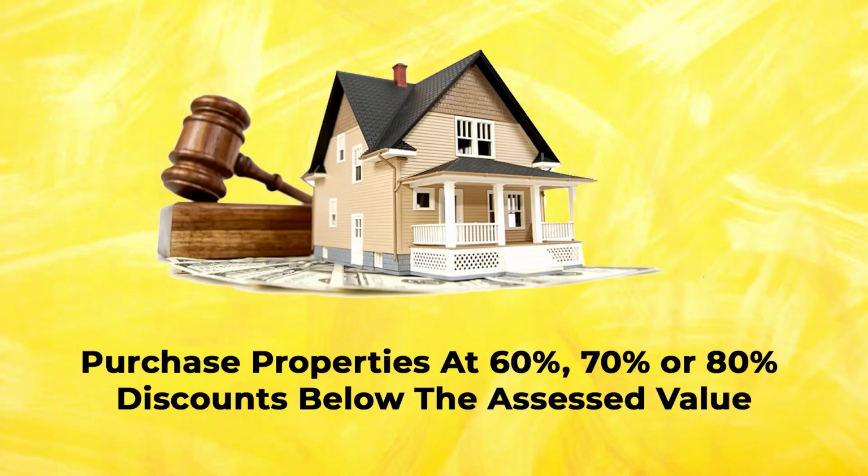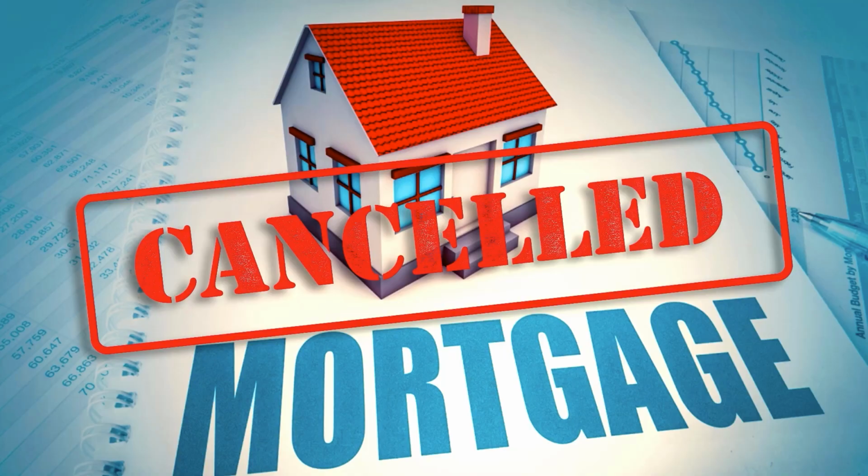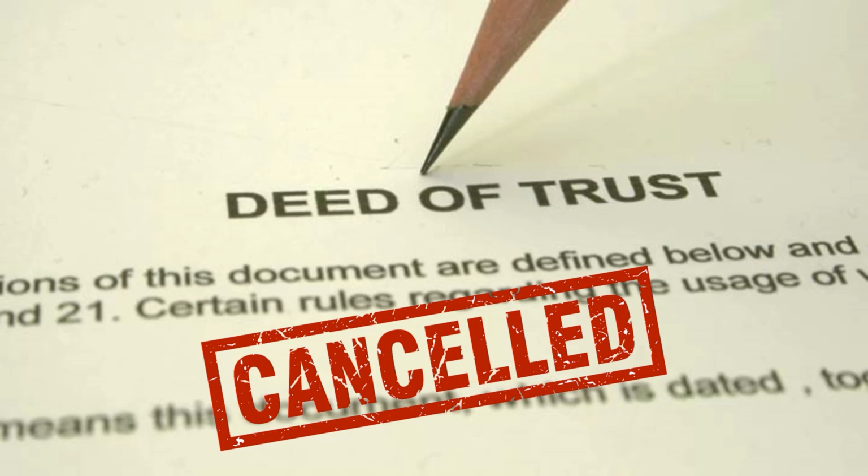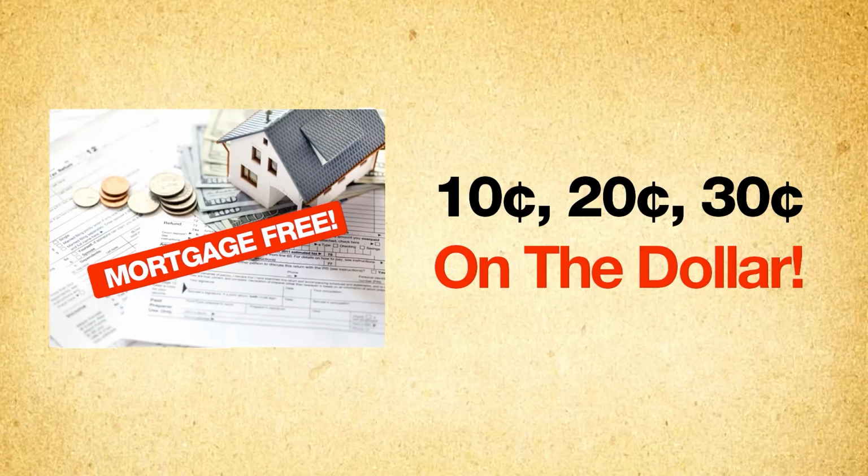Now, how do you get residual income from that property? Well, what if you got a property for a 60, 70, 80% discount? That's going to make you very happy, especially when I tell you that the local government, the treasurer, is going to delete the mortgage or the trust deed loan. So now you bought a property 20, 30 cents on the dollar, and there's no loan on the property because it's been deleted.